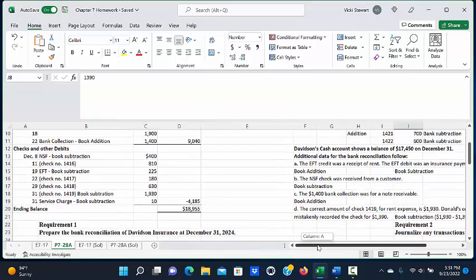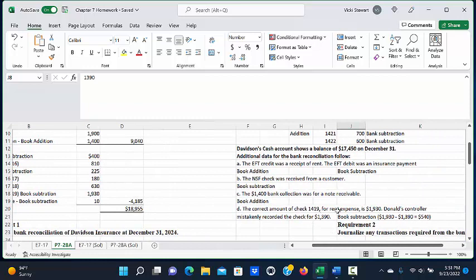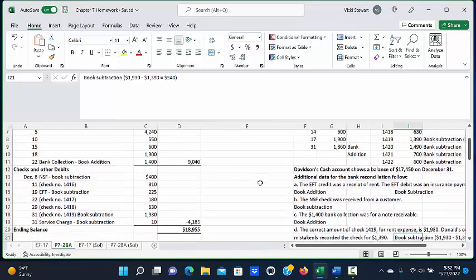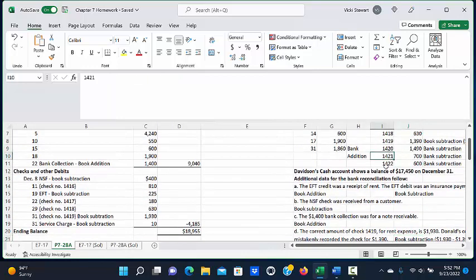So the problem tells us that the correct amount for check 1419 for rent expense was actually $1,930, but the controller mistakenly recorded the check for $1,390. So we will have to correct that in our books for the difference of $540. And then we don't see where checks 1420, 1421, or 1422 cleared the bank. So these three checks will be shown on the bank statement as a bank subtraction.